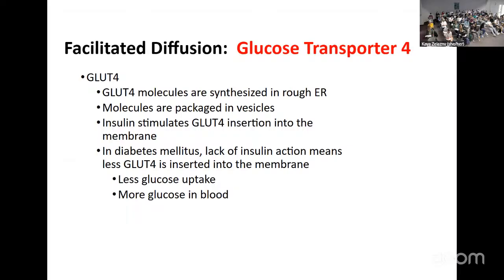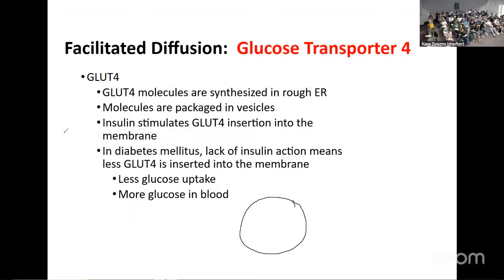So then it's going to get packaged into a little baggie. We call these cellular baggies vesicles. Okay? And in the presence of insulin, this is going to get inserted into the membrane. So we can imagine a situation, right? We've got our cell. We'll keep it with that first example, right? So like have one GLUT4 to begin with.